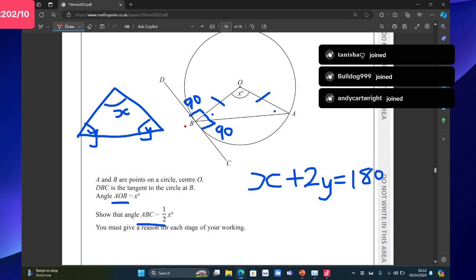Okay, so let's have a look here. It says show that ABC is equal to a half x. So ABC, it's saying this angle here is equal to a half x. So this is what we're trying to show. Now, we know that all of this has to equal 90. So the angle in red has to equal 90 minus x.